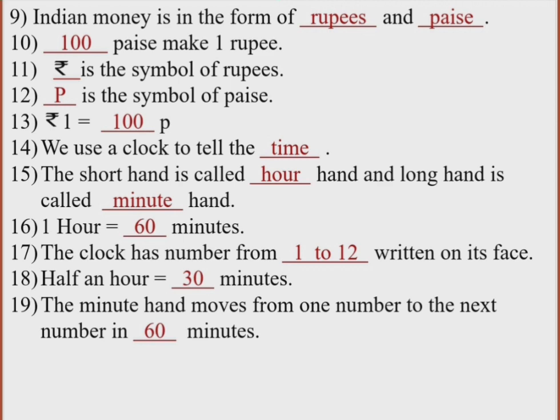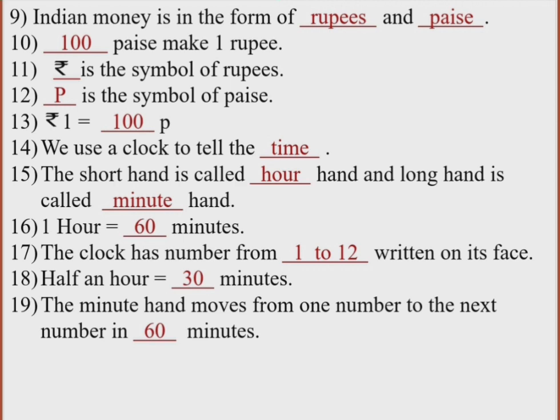So, ninth answer: Indian money is in the form of rupees and paise. 10th, 100 paise make 1 rupee. 11. The rupee sign is the symbol of rupees. P is the symbol of paise. 1 rupee is equal to 100 paise.